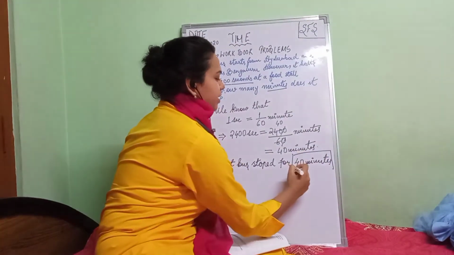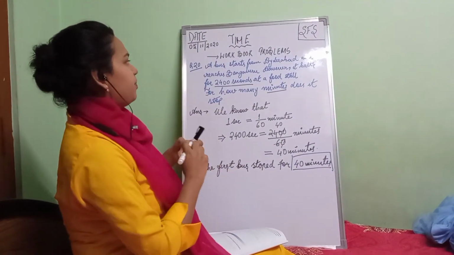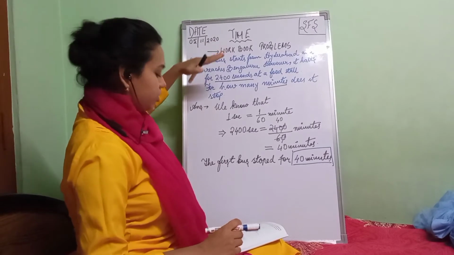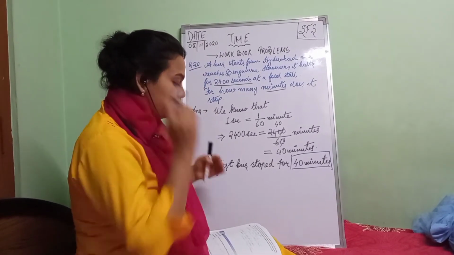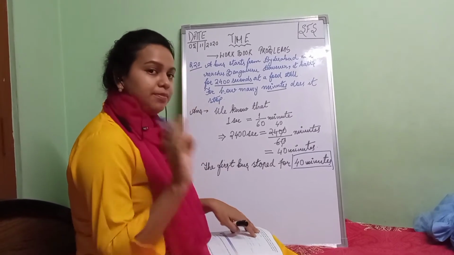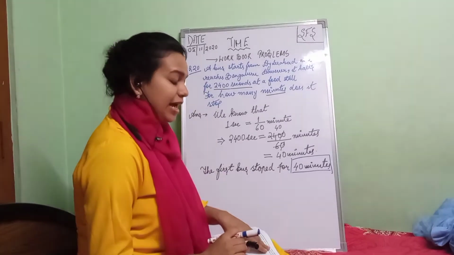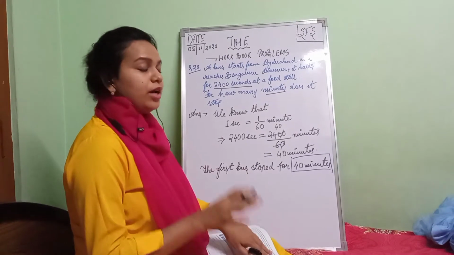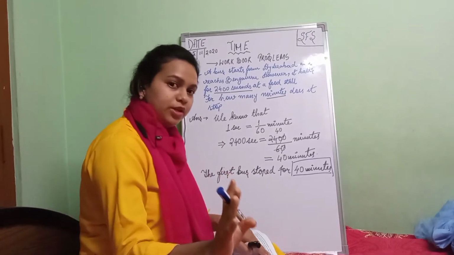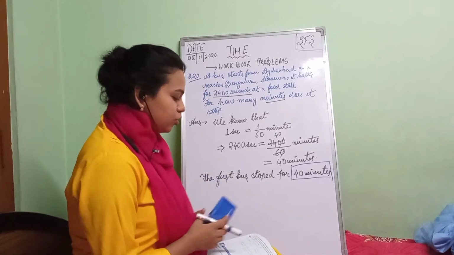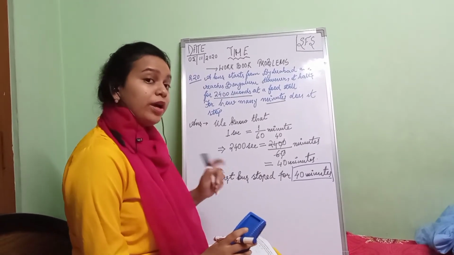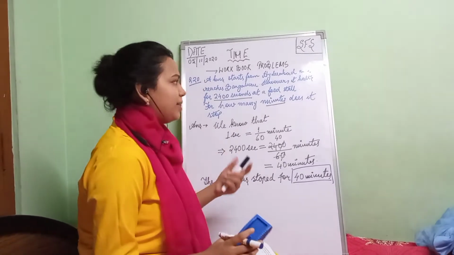Why is it 40 minutes? Because in the first part of the question, what did we have to find out? We have to find how many minutes the bus stopped. So since it stopped for 2400 seconds, we had to convert 2400 seconds into minutes. All right. So let us go to the second part of the question, where you have another bus.